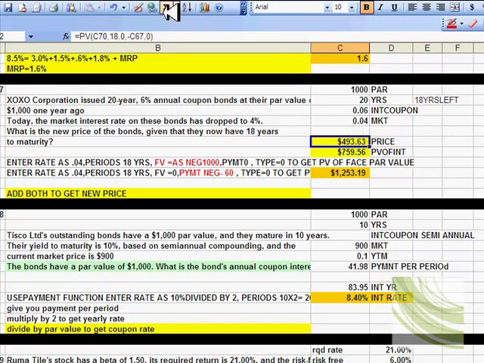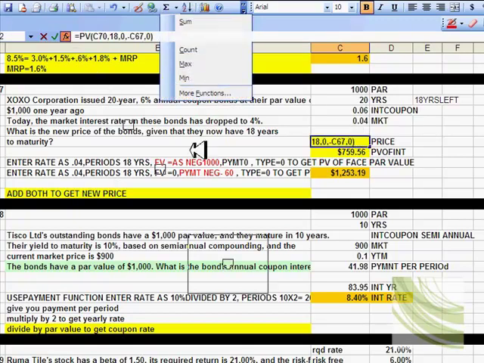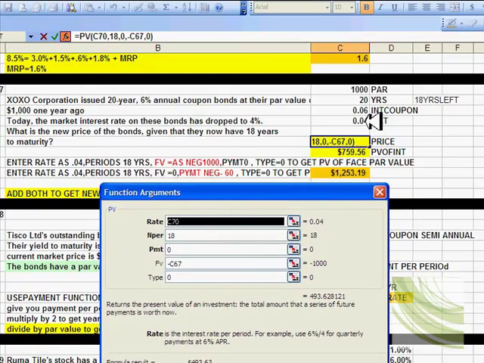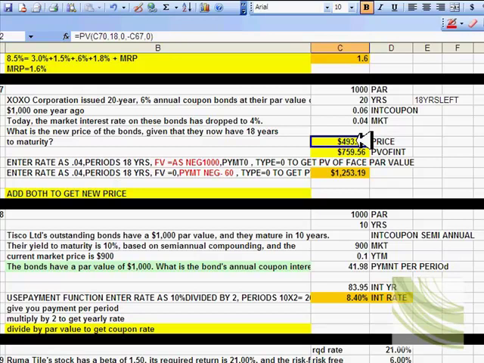So you click on this and the present value function. So the rate we entered as the 4%. Periods here, instead of 20 we are entering 18. Payment is 0. Future value is 1,000. Okay, because that's what we're trying to figure out. So the present value of the bond is 493.